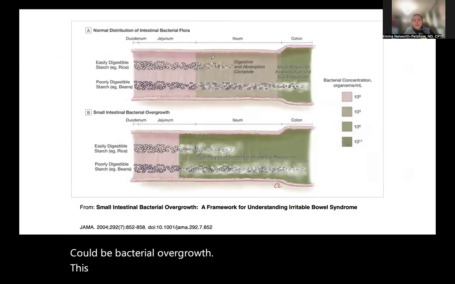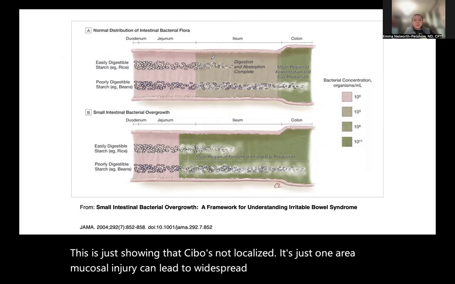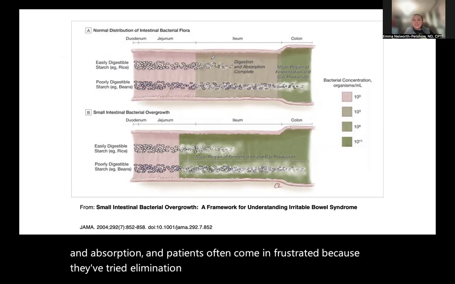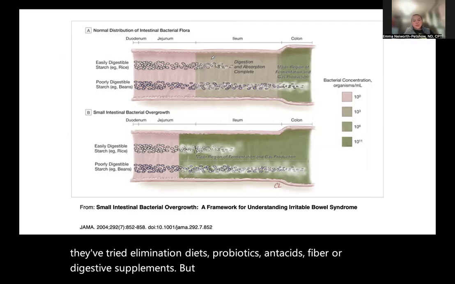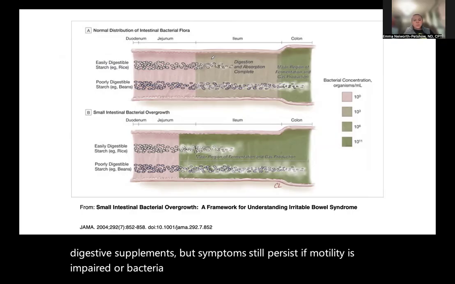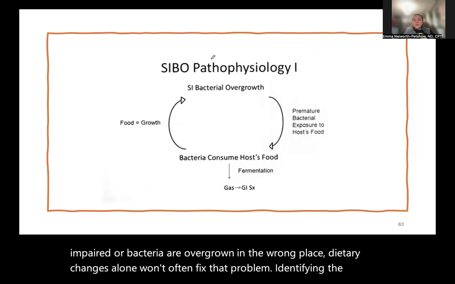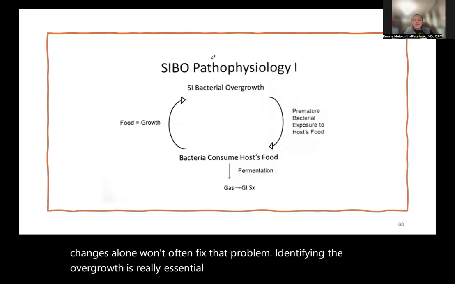This is just showing that SIBO is not localized to just one area. Mucosal injury can lead to widespread interference with digestion and absorption, and patients often come in frustrated because they've tried elimination diets, probiotics, antacids, fiber, or digestive supplements, but symptoms still persist. If motility is impaired or bacteria are overgrown in the wrong place, dietary changes alone often won't fix that problem. Identifying the overgrowth is really essential before attempting treatment.